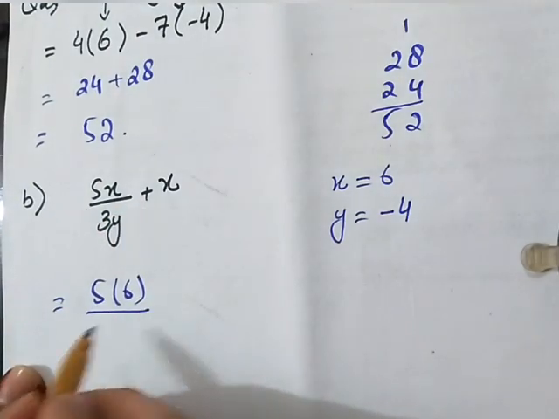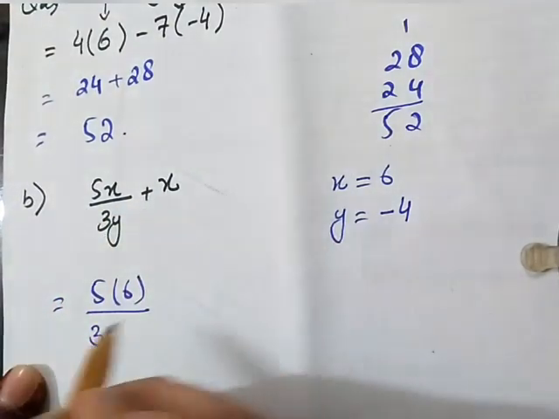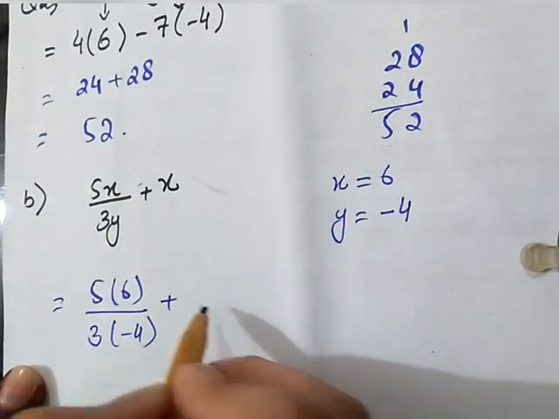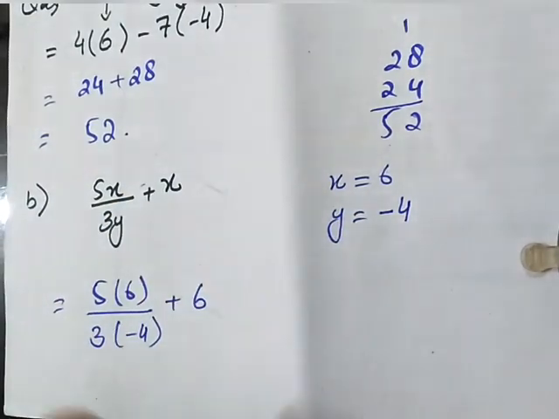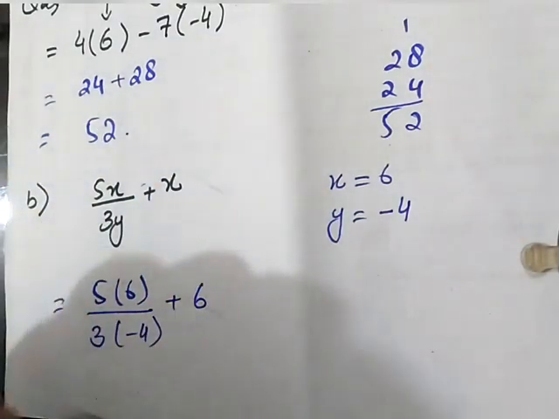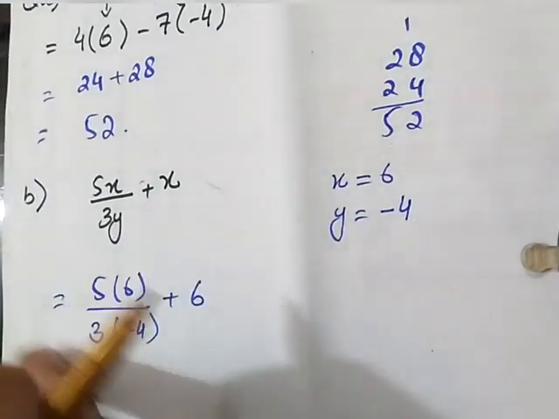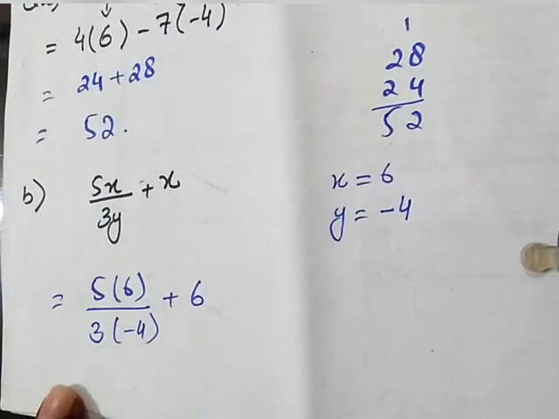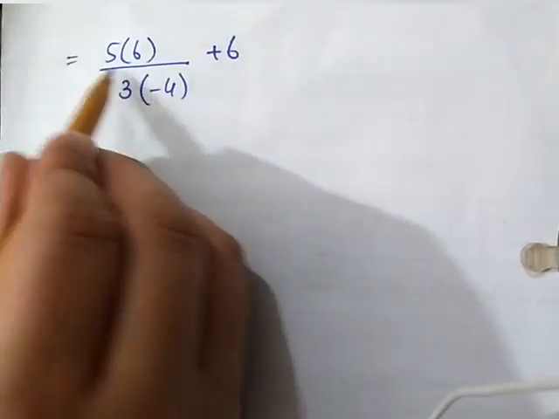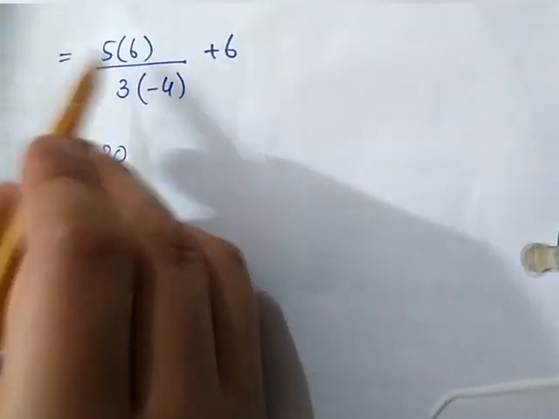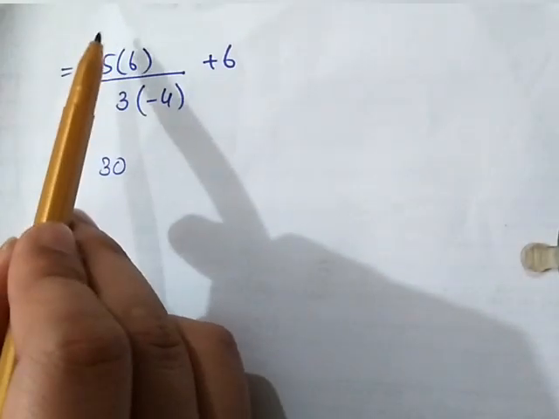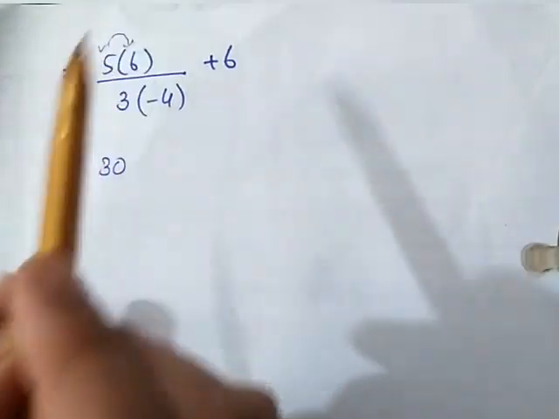Then put the sign of divide. 3y. What is the value of y? -4 plus, and next is the value of 6. Okay students, you can note that I just put the values, but the structure of the question remains the same. Now in the next step, we just simplify this question. 5 6s are 30. When there is no sign between two terms and there is a bracket, it means these two terms are going to be multiplied with each other.